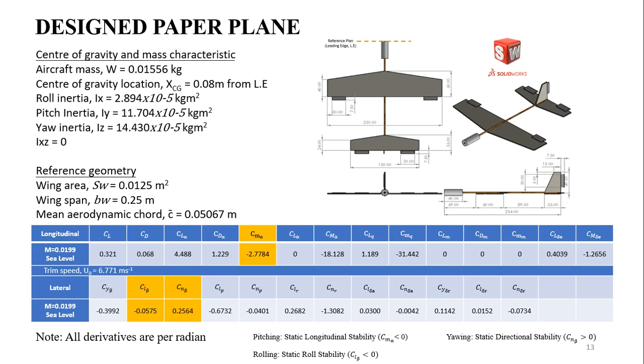The static stability of the designed paper plane can be evaluated by looking at the values of the stability derivatives. So I summarize the stability derivatives for my paper plane, and I found the Cm alpha is a negative value, so my pitching is stable. The Cl beta is a negative value, so the rolling is stable. The Cm beta is a positive value, so the yawing is also statically stable.